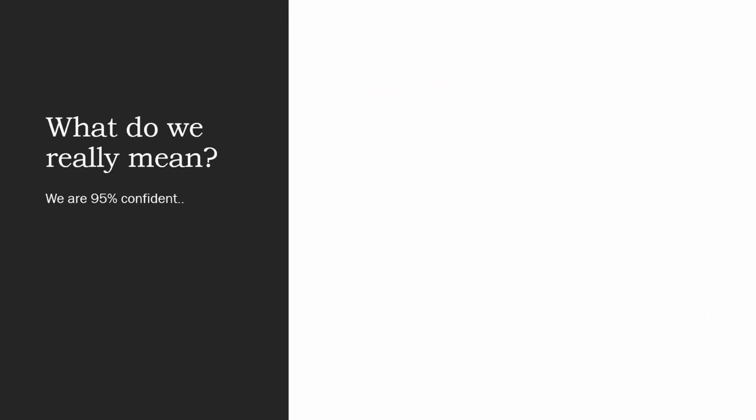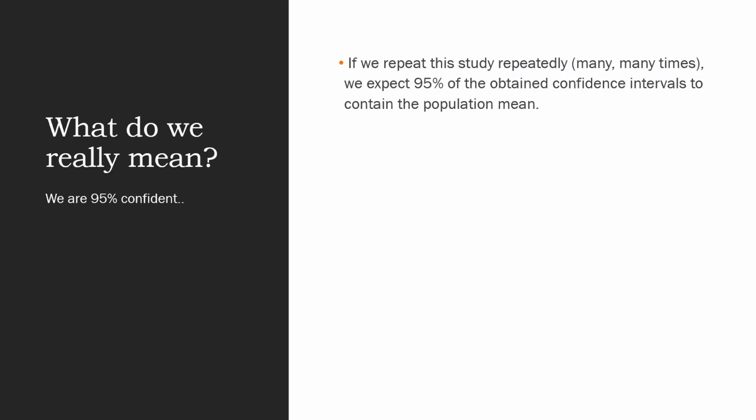So if we were to repeat this study many, many times, go out, get our sample of 500, have them fill out that survey on extrinsic and intrinsic motivation, get those sum scores, construct this confidence interval, and we did that over and over again, we expect that 95% of the confidence intervals that we construct to actually contain the population mean mu. All right?